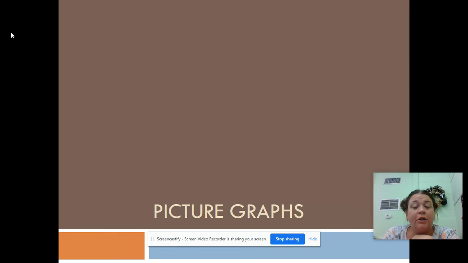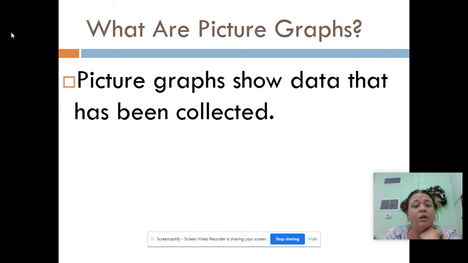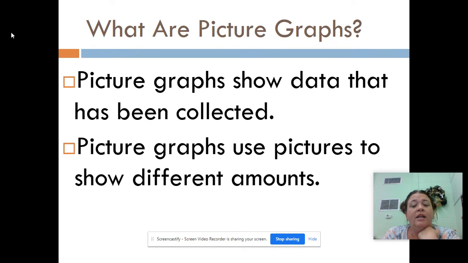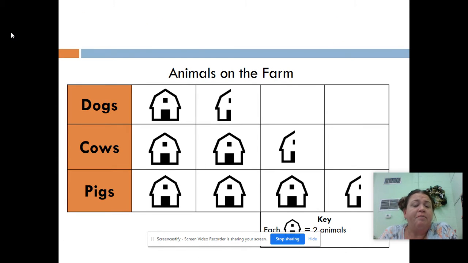We're going to talk about some more picture graphs today. Remember what picture graphs are. They show the data that we've collected. They use pictures instead of numbers to show amounts. And it's just another type of graph. However, the difference today is you're going to be seeing half pictures. Those half pictures mean it's going to be half of the number the key is equal to.